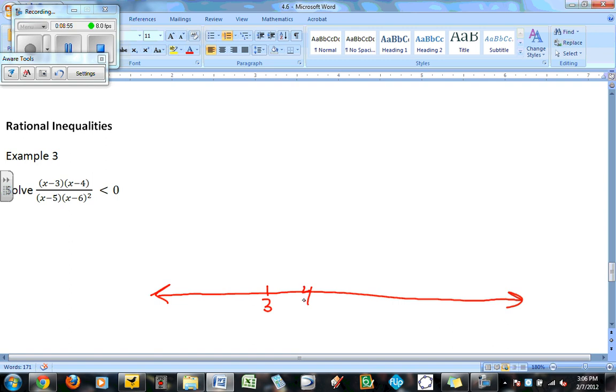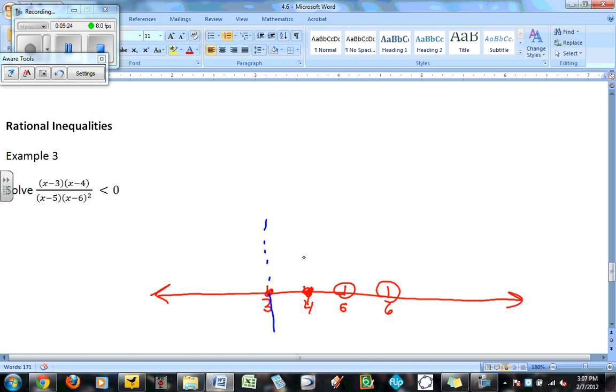We're going to put closed circles on that. All right? And anything that makes it undefined, we're going to put open circles on it, so that would make the denominator 0. So at 5 and at 6 would make it undefined. All right? And now the only thing left to do is pick values in each of these intervals to see if it's true or not.